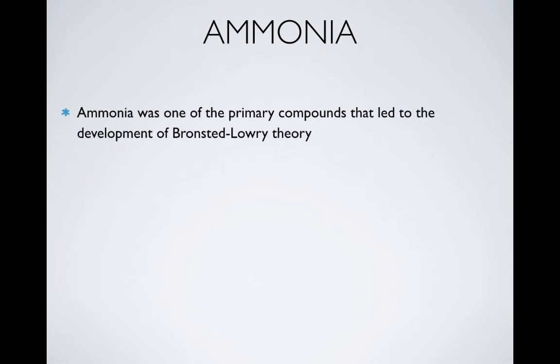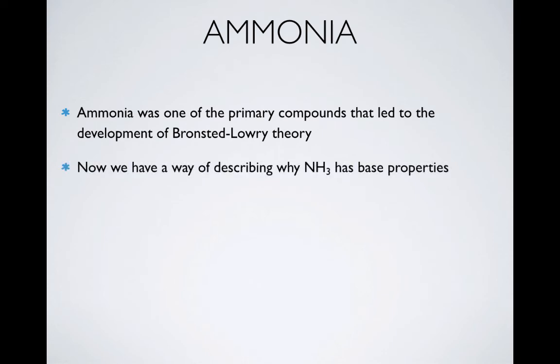And that's ammonia. So ammonia was one of the primary compounds that led Bronsted and Lowry to develop this theory, and they actually developed it independently. They weren't working together, but they came up with the same basic concept near the same time, so they're given joint credit for it in the history books. But it was really ammonia having its base properties and not fitting into the Arrhenius theory that prompted their new theory. But now with the Bronsted-Lowry theory, we have a way of describing why ammonia has base properties.